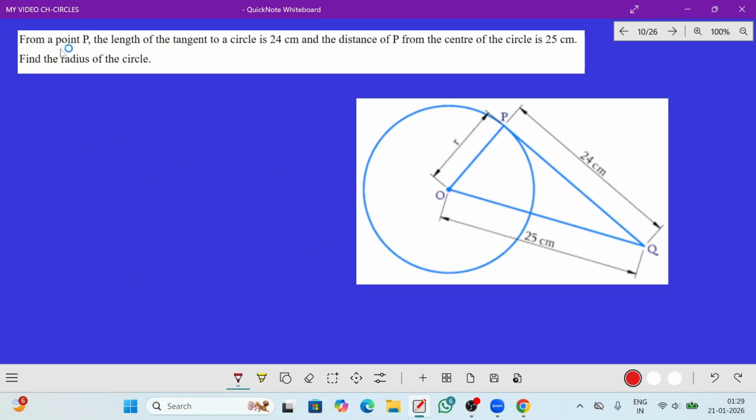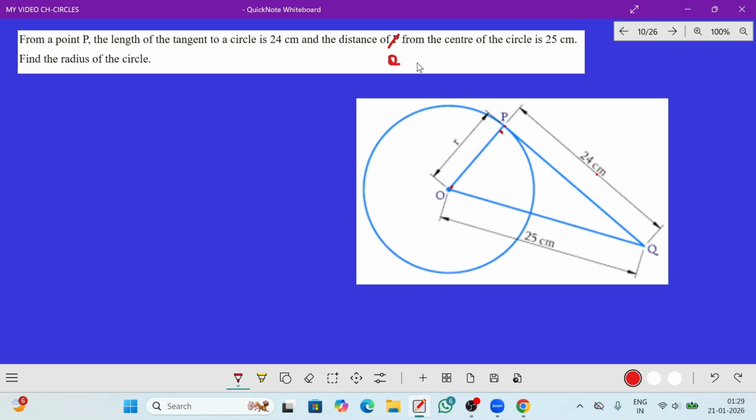Next, find a point P. From a point P, the length of the tangent to the circle is 24 centimeters. Means from this point P, the tangent is given, that is 24 centimeters. And the distance of P from the center, this OP, is given, from the center of the circle.